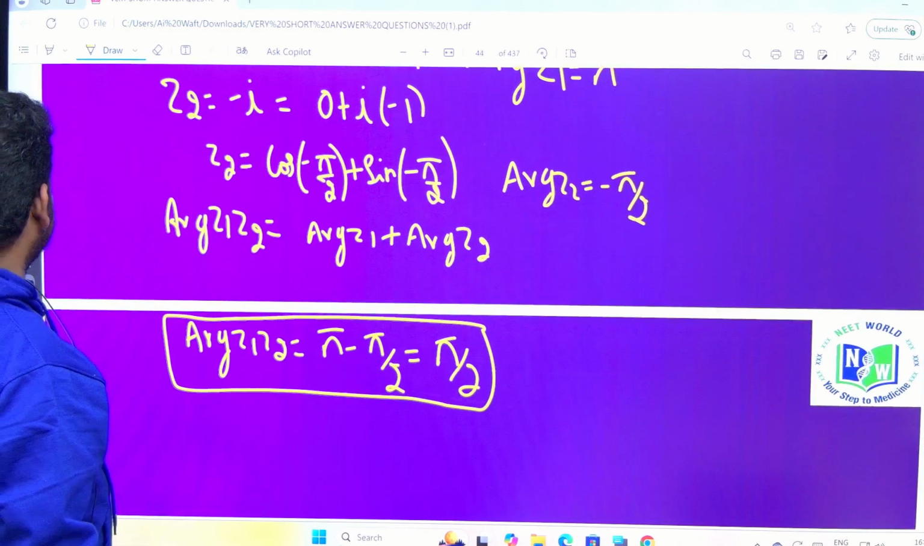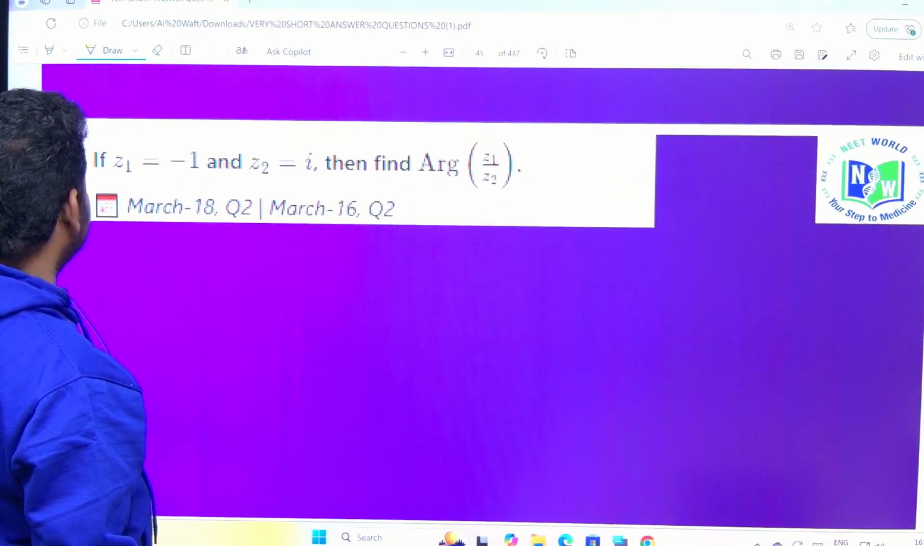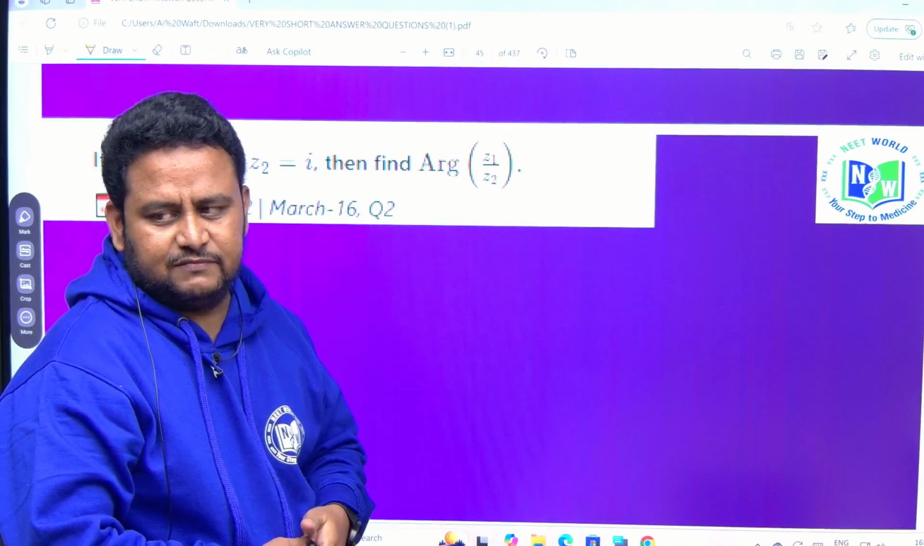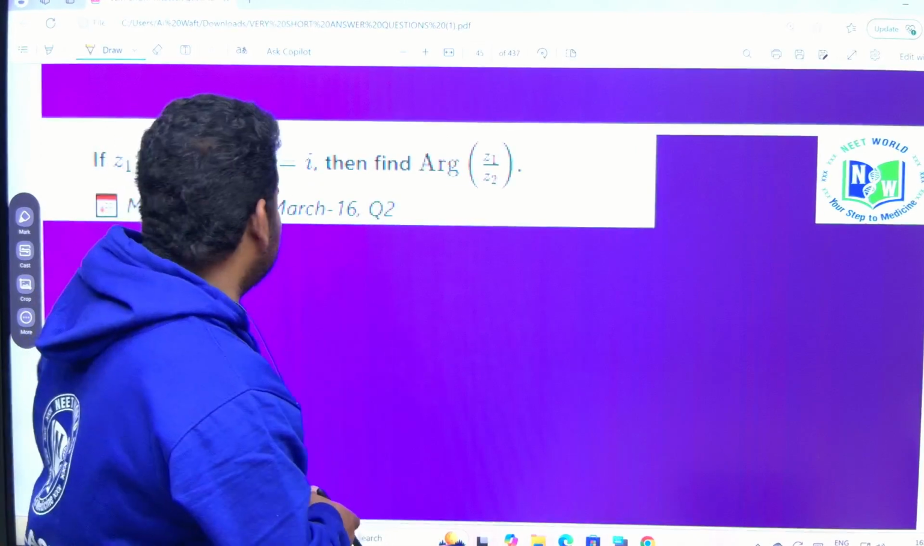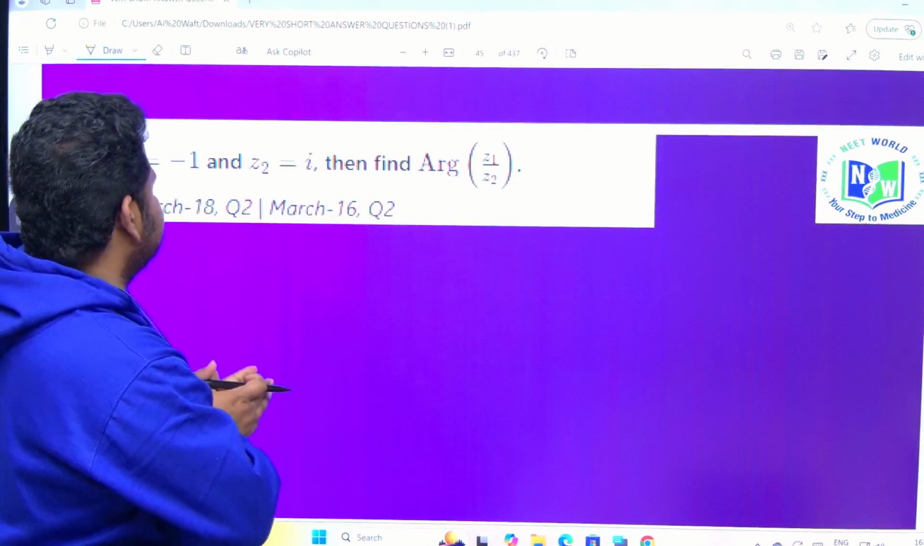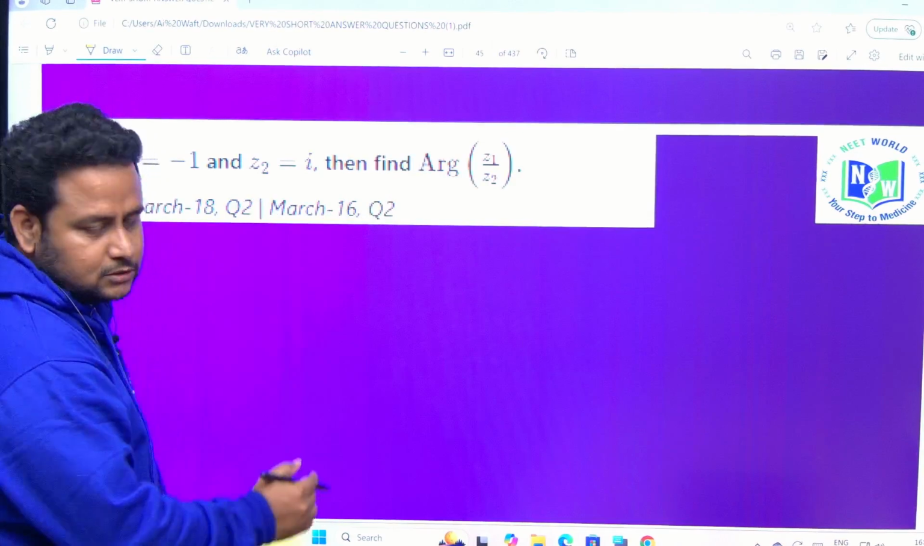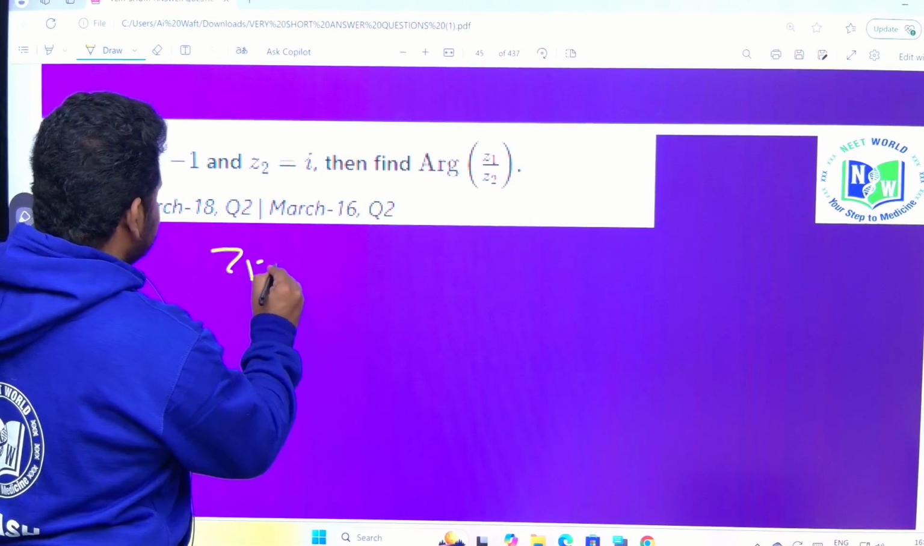So last, I think 1 or 2 questions, that's it. We'll finish it off. So complex numbers, all the very short answer questions which have been asked in the last 5 years, which have been repeated multiple times, we have solved. So they have given z1 is equal to minus 1, z2 is equal to i, then find argument of z1 by z2. Okay, so first z1 is given as minus 1.